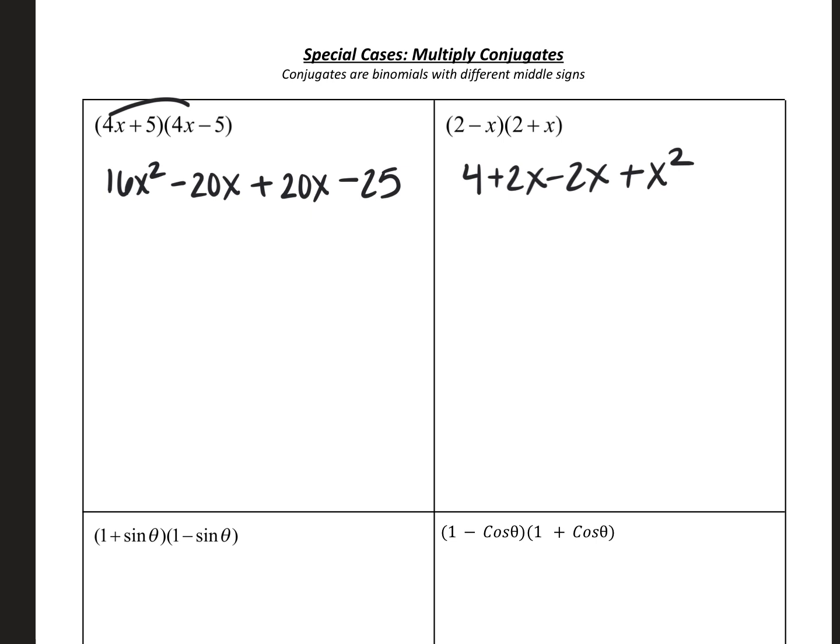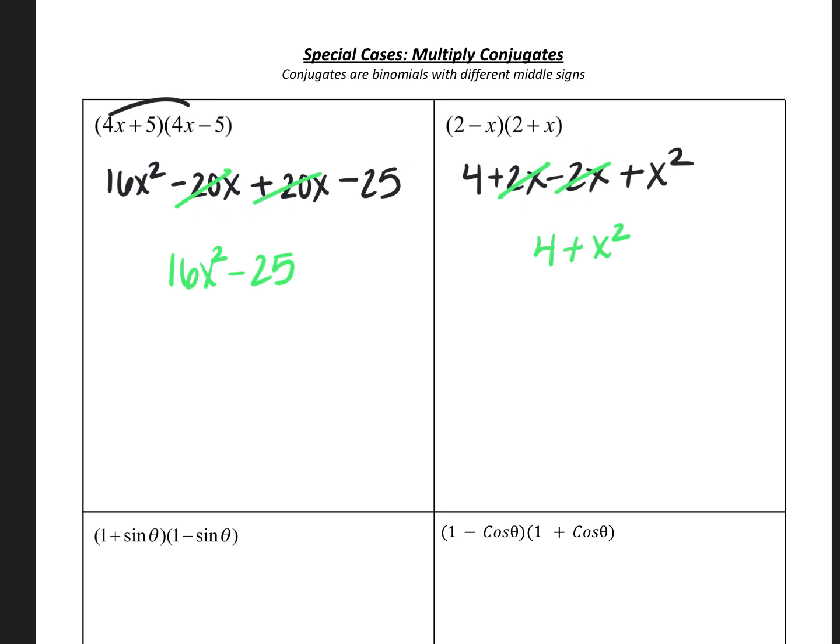Okay, so for the first one, this is what you should have gotten when you double distributed. And what you should have noticed is that the middle terms of negative 20x and positive 20x will cancel. And that'll also happen here. The positive 2x and the negative 2x will cancel. So our final answers, 16x squared minus 25 and 4 minus x squared, both have in common that these middle terms are canceling.